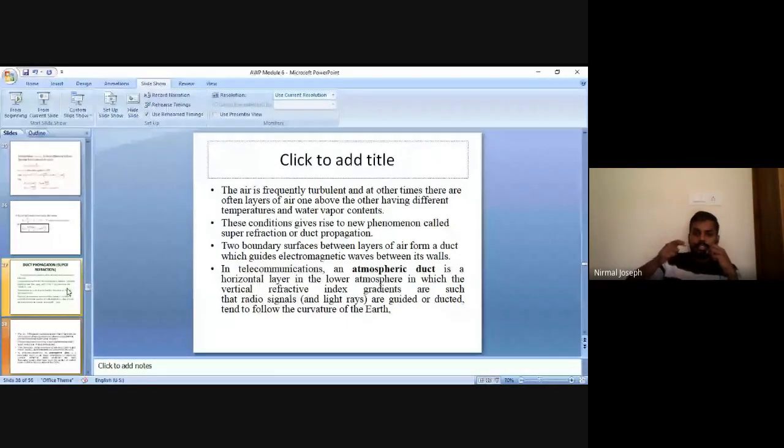But sometimes, due to turbulence of air and other atmospheric activities, if we are moving upwards in the troposphere, we can see an increase in the temperature. These conditions give rise to a new phenomenon called super refraction or duct propagation. This will happen in the troposphere only. For that, the inversion should occur.